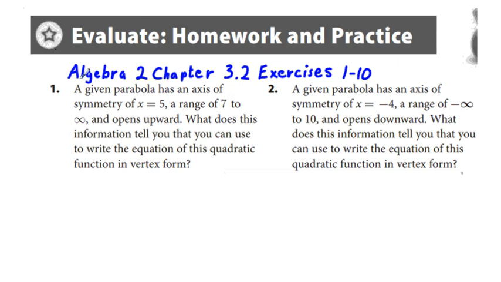I'm going to do the odd number problems in this exercise set and leave it to the viewer to complete the even number problems. As always, I invite the viewer to work as far ahead as possible and then play ahead to see if you got it right.